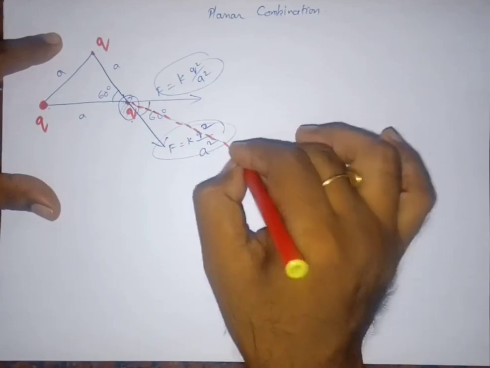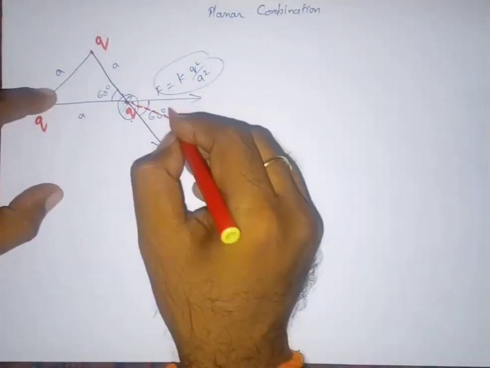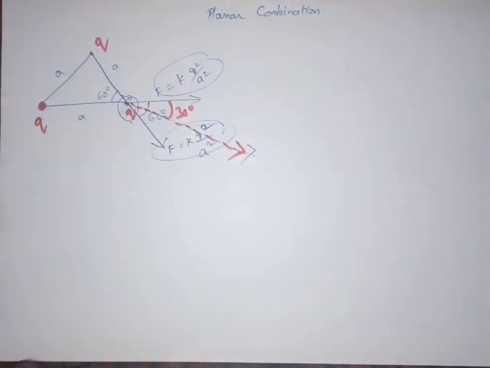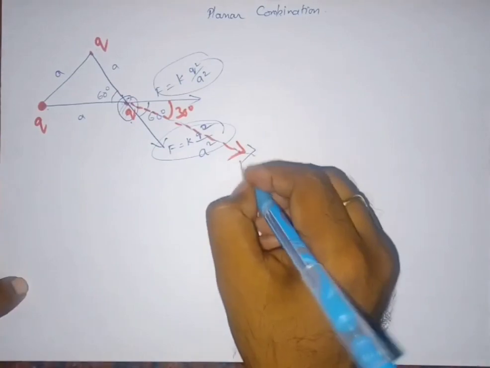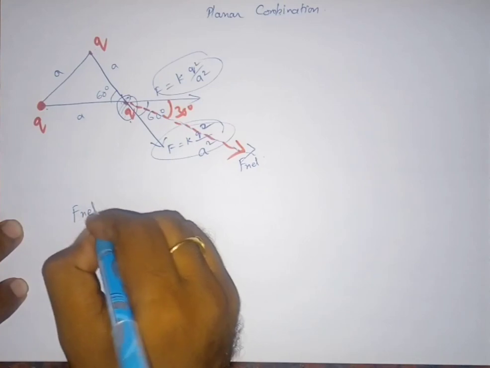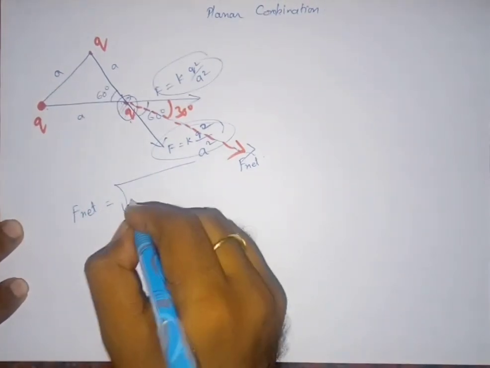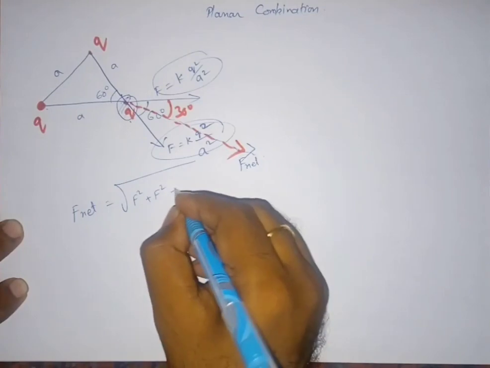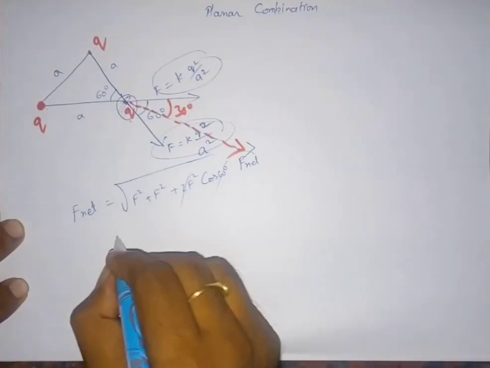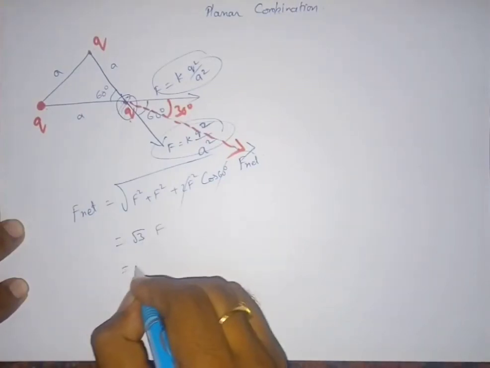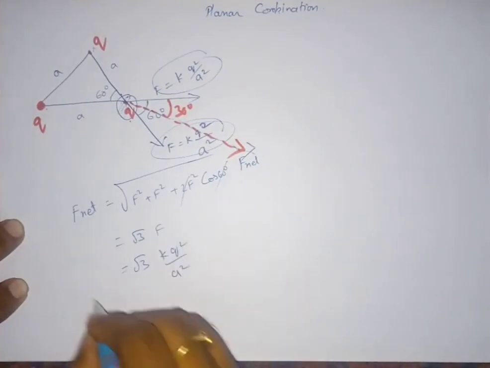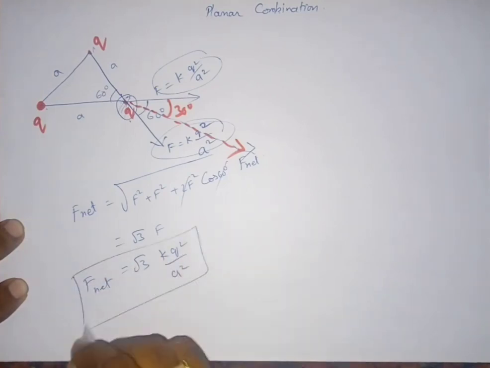Not just somewhere in between. It would definitely be exactly at the center. That is 30 degrees because both of them are equal forces. And hence the resultant force would be exactly in between. And what is the net force? The net force is given by the parallelogram law, which is root of f square plus 2f square into cos 60, which is 1 by 2, which is going to be root 3 f, and f happens to be the force between the two charges, kq square by a square. So that's the net force.